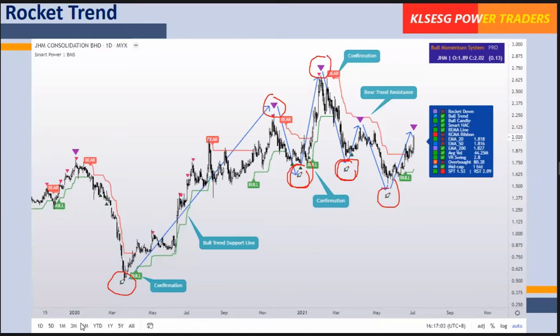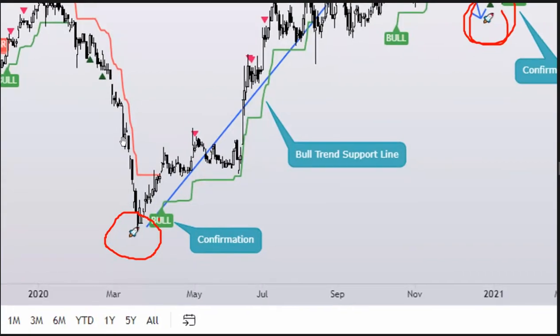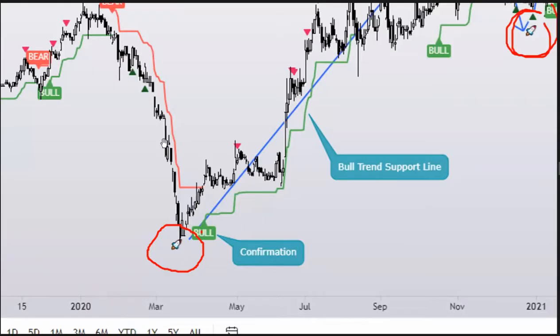Now the rocket is like this. Okay, let me explain. Actually, the rocket is dynamic. When the price is coming down, the rocket will try to retest the support. If the support is not good, then it will move further down. It's a dynamic rocket. It tries to find the best support.